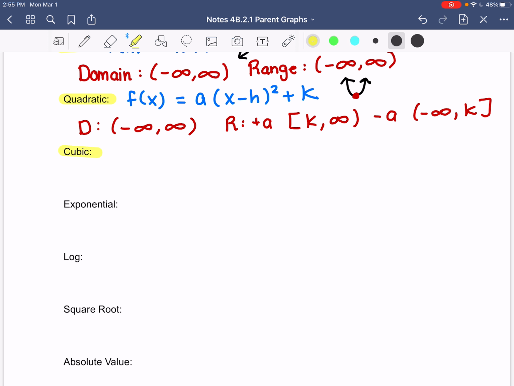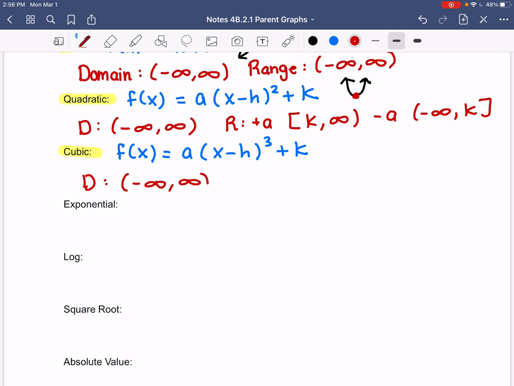Next one is cubic. The equation part is going to look really similar to quadratic. A cubic equation is f of x equals a parentheses x minus h cubed plus k. The domain, again, is just all real numbers. You can plug in any number you want for your x. And the range on a cubic function is also all real numbers. It's like the line. The cubic function's little graph looks like this. The arrows just go both directions. Any domain, any range.